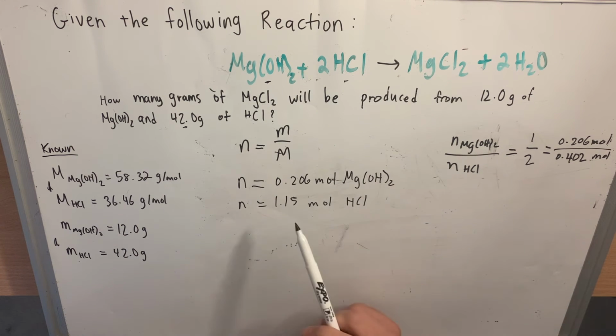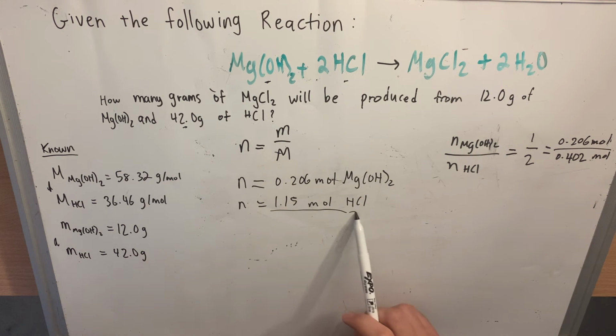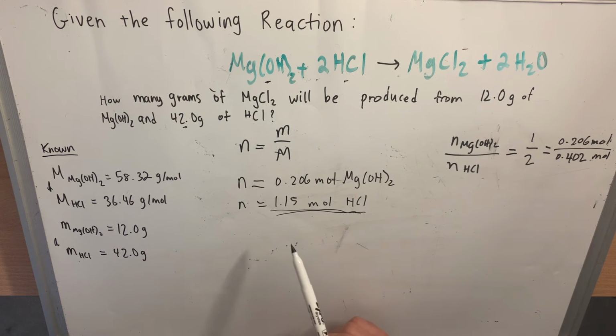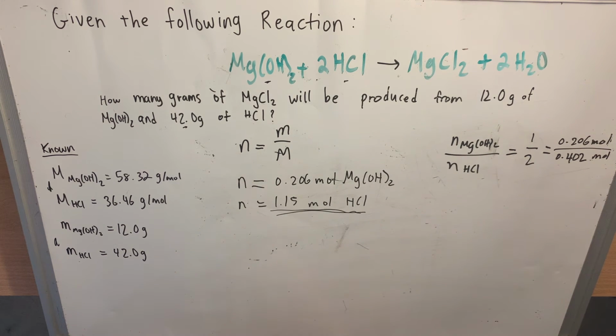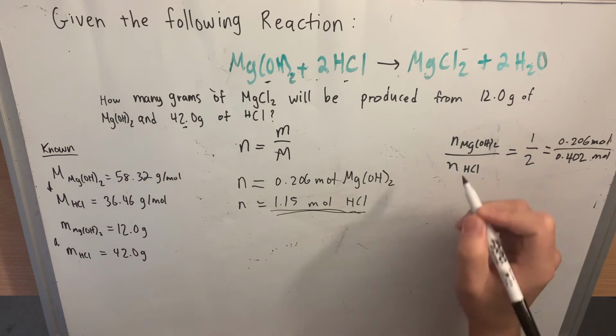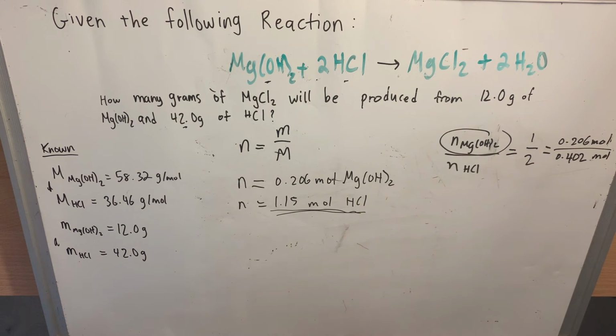So if we compare it to the number we have over here, this number is relatively larger, which means that our limiting reagent is magnesium hydroxide. So now that we know magnesium hydroxide is our limiting reagent, we can use mole ratios again to calculate the mass of this one, of the MgCl2.